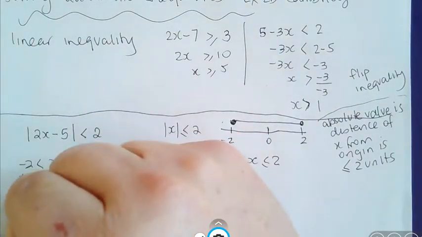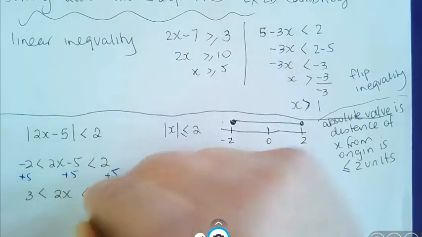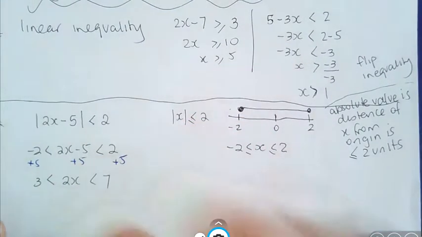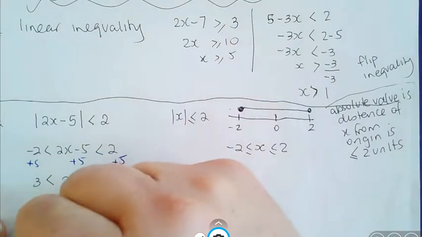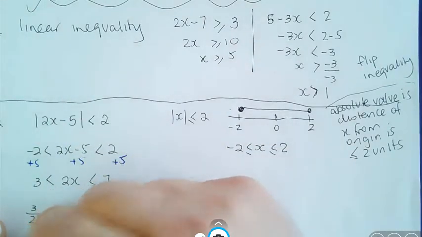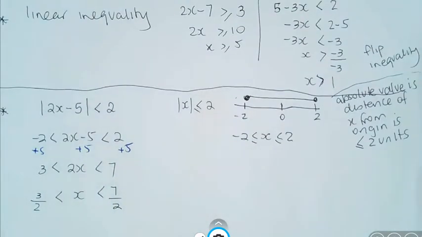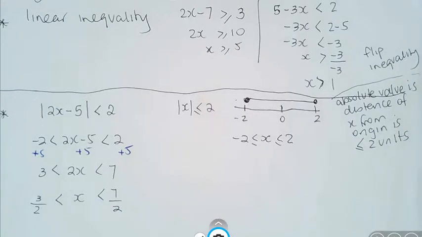Negative 2 plus 5 is 3. The minus 5 plus 5 goes. And 2 plus 5 is 7. And now what do I do? Divide everything by 2, and it's a positive 2. I will do one with a negative in a minute. All right, so I've got that. So x lies between 1.5 and 3.5.